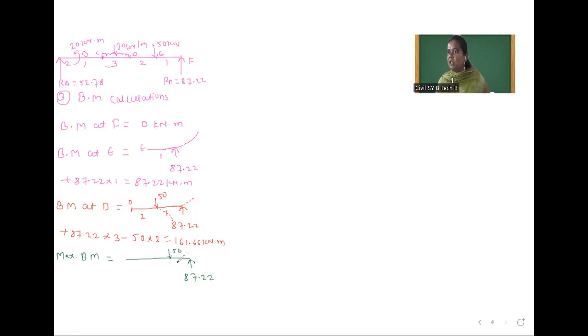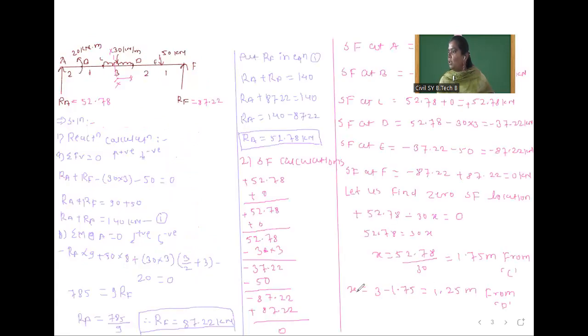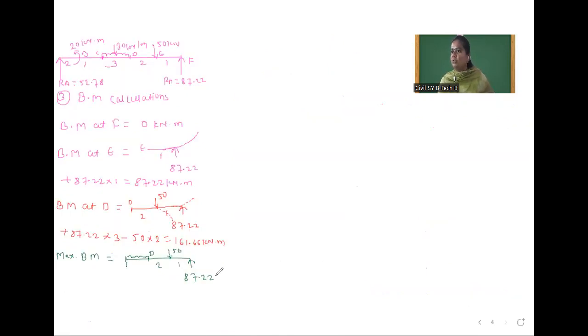This distance is 1 meter. After that, this is D point. Am I right? This is D point, this is 2 meter, and suppose here is our location. So from this D point, our X distance is 1.25 meter. So we will write here 1.25. Now we will calculate moment.